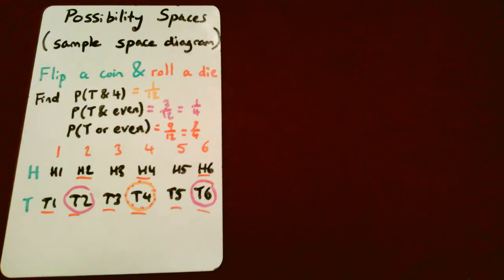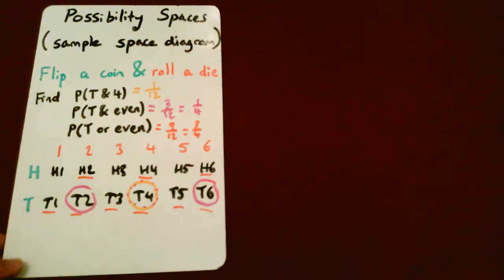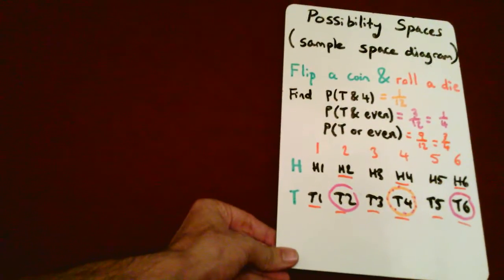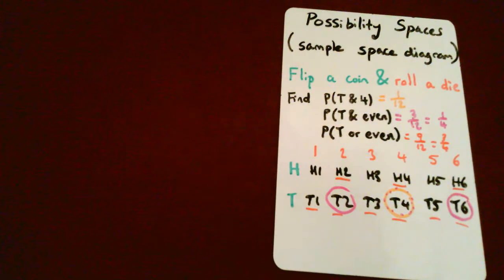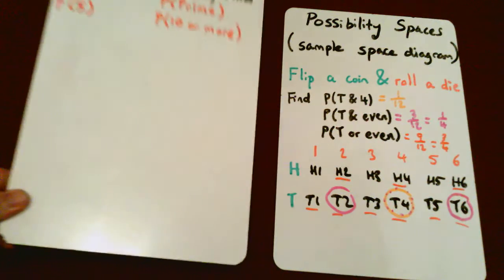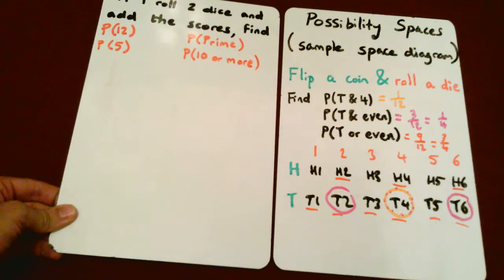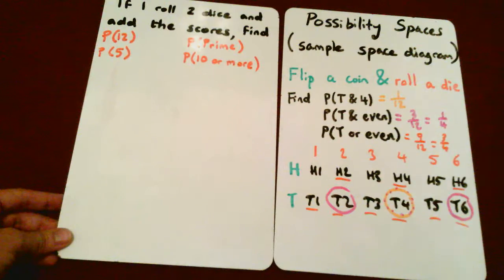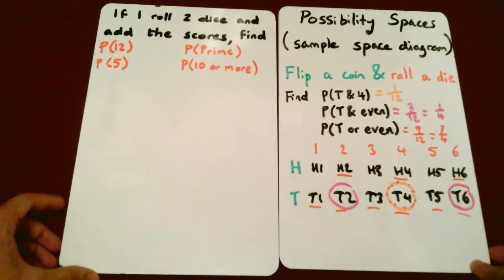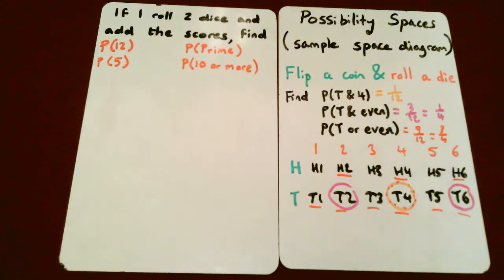So for this, what I've done is I've listed all the possible outcomes by creating this sample space diagram. And now what we're going to do from this is bring about my next question. It's a very, very common question. It's if I roll 2 dice and add the scores together, I want to find different combinations of getting, for example, a 12, a 5, a prime number, or a 10 or more.